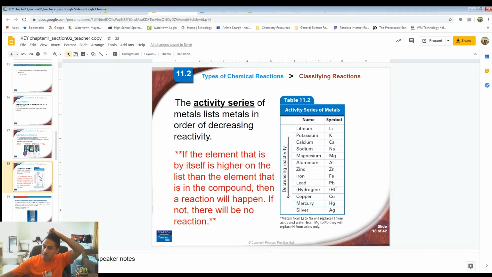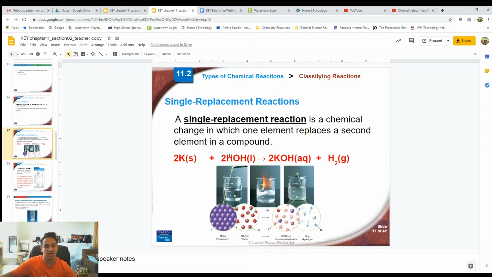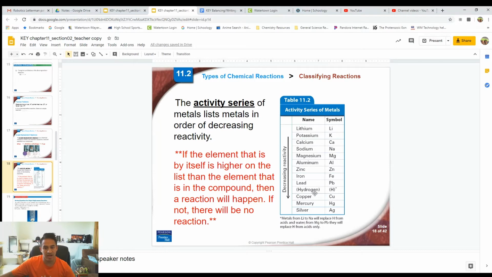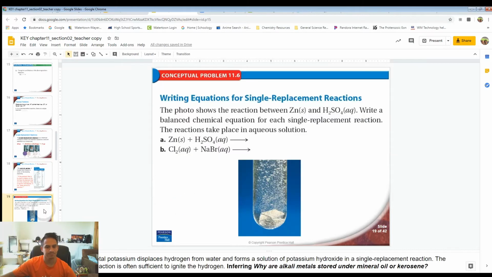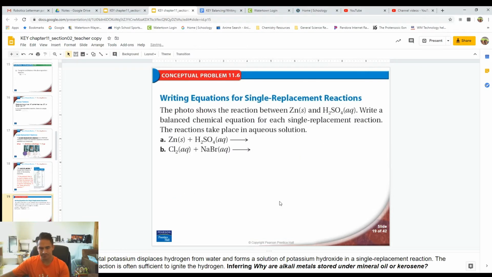If it were the other way around, so let's say we had KOH here and H2, so hydrogen by itself with KOH, nothing would have happened, because in this case hydrogen, the element by itself, is not higher on the list than potassium. Therefore, no reaction happens. So there are some problems later on that you're going to be working on where it might say, write out this reaction, or if no reaction happens, state no reaction. It's because of this.